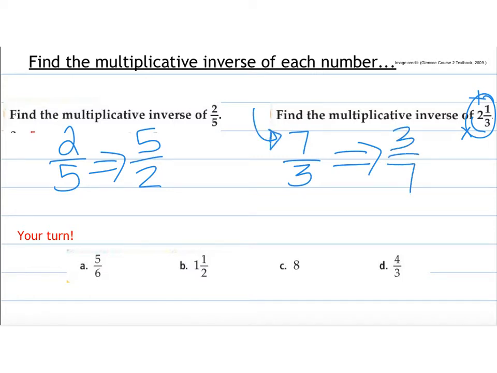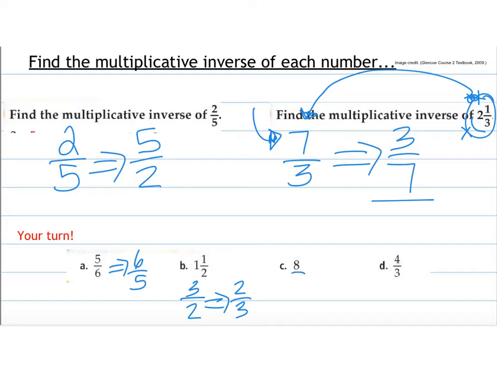This right here is just this written as an improper fraction, and then we find the multiplicative inverse. Okay, try these ones on your own and then come back and check. So 5/6 would be 6/5. 1 1/2 would be written as 3/2, so then it would be 2/3. 8 is the same as 8 over 1, so the multiplicative inverse would be 1 over 8. And then for 4/3, the multiplicative inverse would be 3/4.